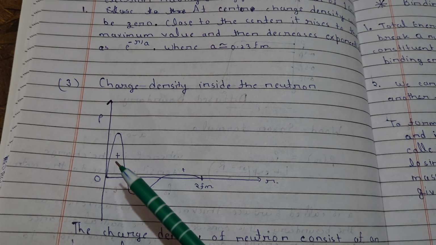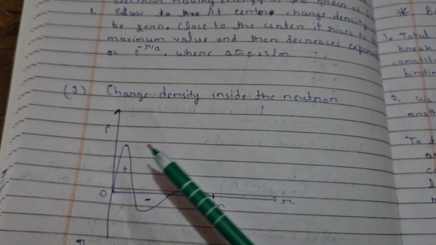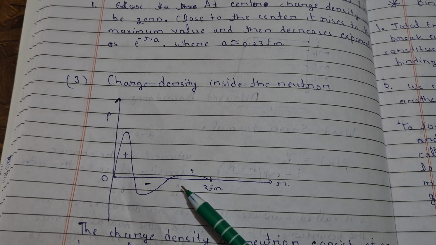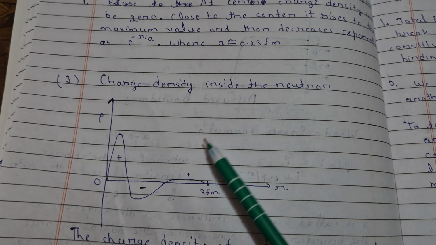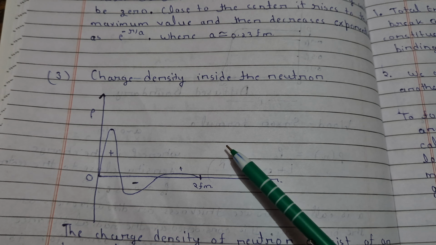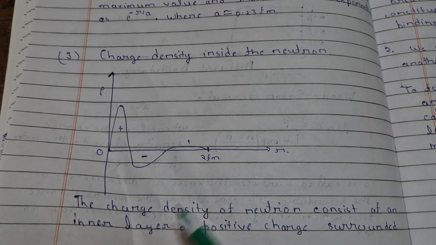This is your graph: at the center you have zero density, then you have the maximum positive charge density, then it decreases and there is a negative charge density, then again there is a feeble layer of positive charge. So at the center there is 0, then positive charge, then negative charge, then again a small layer of positive charge. That's how the neutron is formed, and this maximum distance is up to 2 Fermi.